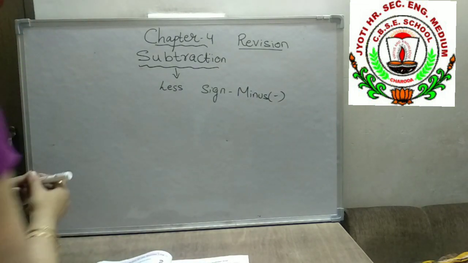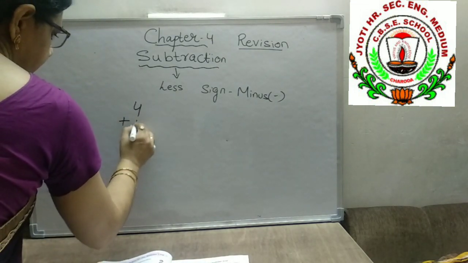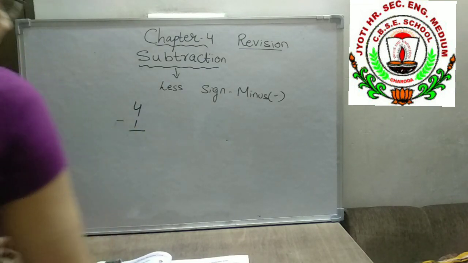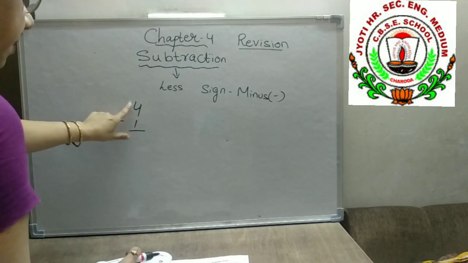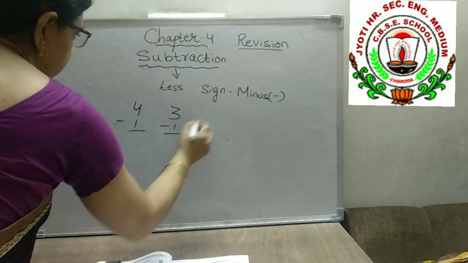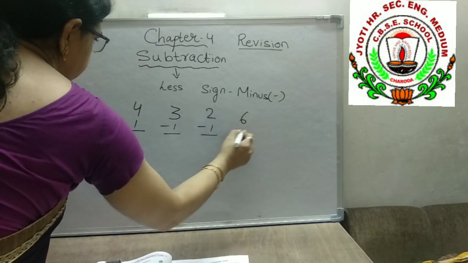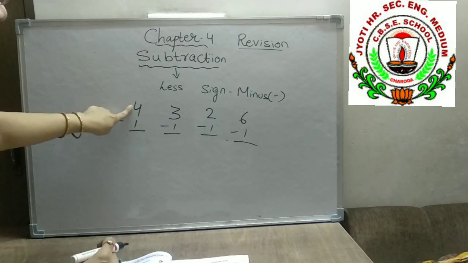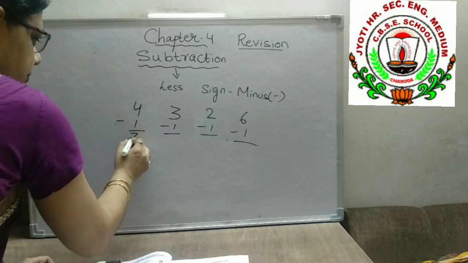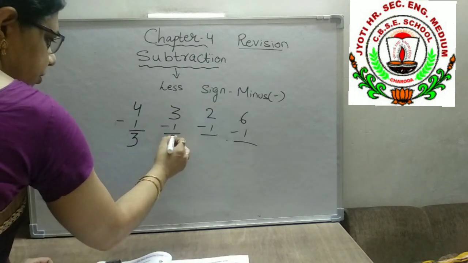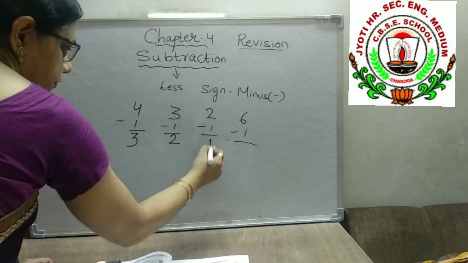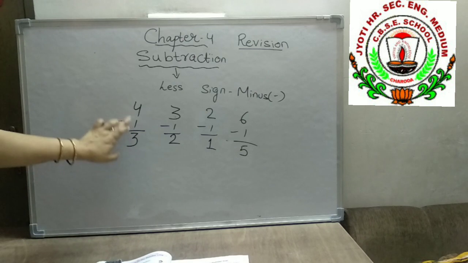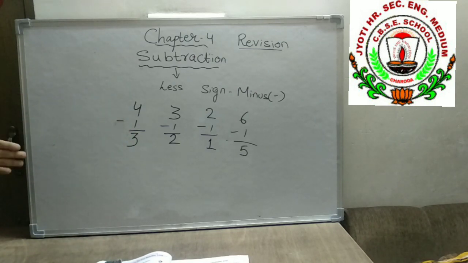Next, I have told you, if we are subtracting 1 from any number, then what are we getting? We are getting the previous number, or the before number. So before 4, what is coming? 3. Before 3, we get 2. Before 2, 1 is coming. Before 6, 5 is coming. So when we subtract 1 from any number, we get the before number.